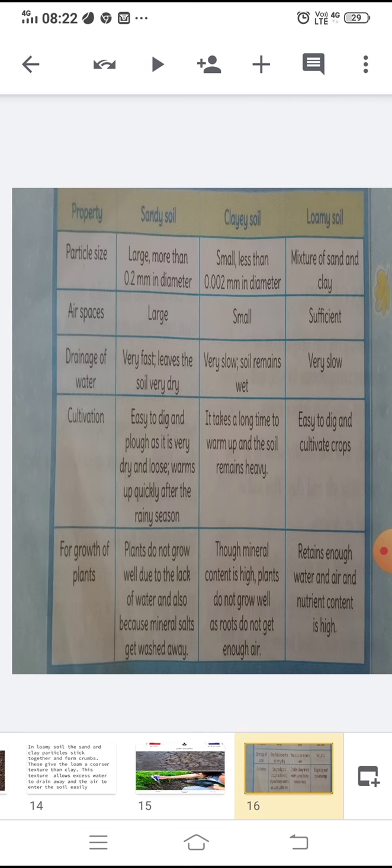Loamy soil is the suitable soil for the plants to grow.